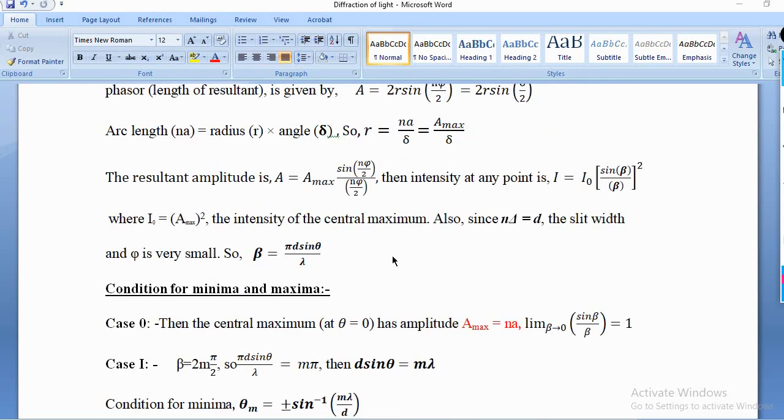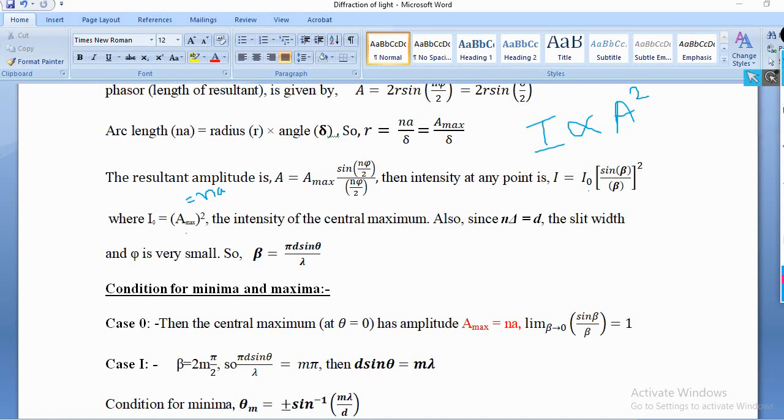Now when you have this, you can calculate the intensity, because intensity I is proportional to amplitude square. When you are squaring this one, A max square, what is A max? N into A, whole square. So I0 is represented by A max square, or this is equal to N secondary light sources into individual, and sine beta by beta square of this one.